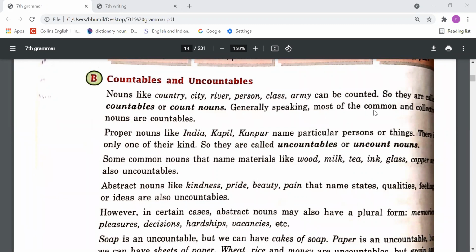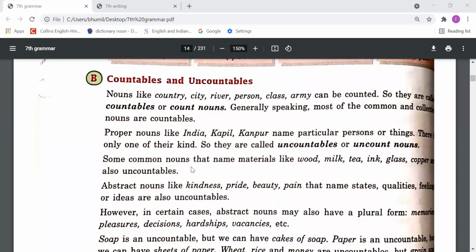So generally, common nouns and collective nouns are countable nouns. Proper nouns like India, Kapil, Kanpur name particular persons or things. They are only one of their kind, so they are called uncountable nouns. Proper nouns we can't count. Why? Because they are only one of their kind. If they are only one of their kind, how can we count them? We can't count them. So proper nouns are like uncountables.